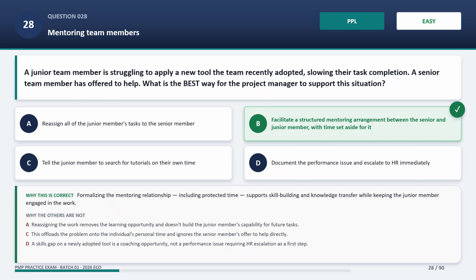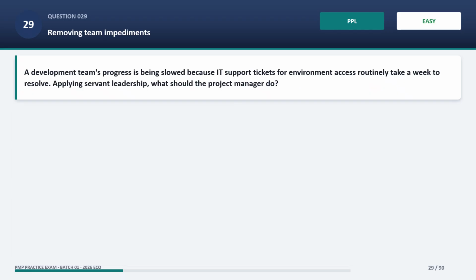Reassign all of the junior member's tasks to the senior member is incorrect. Reassigning the work removes the learning opportunity and doesn't build the junior member's capability for future tasks. Tell the junior member to search for tutorials on their own time is incorrect. This offloads the problem onto the individual's personal time and ignores the senior member's offer to help directly. Document the performance issue and escalate to HR immediately is incorrect. A skills gap on a newly adopted tool is a coaching opportunity, not a performance issue requiring HR escalation as a first step. Question 29.